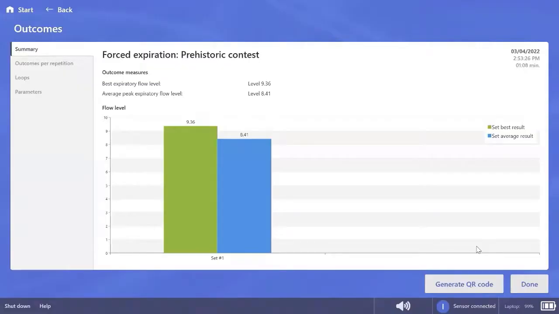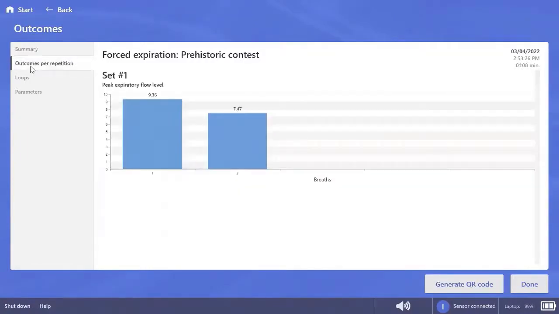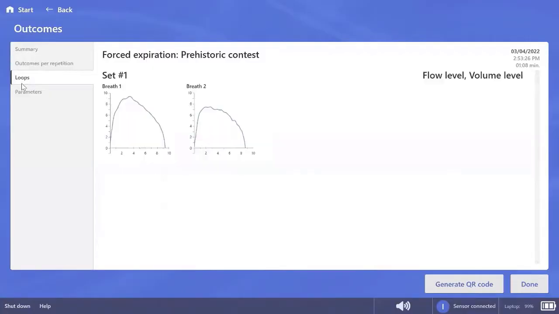Okay, so similarly to our diamond mine, we get the best expiratory flow and average expiratory flow here for the clinician to document and to show to the patient. Also the outcomes per repetition and our loops. So we can see the first couple of breaths had these nice, big, full loops, and that's what we would want our patient to shoot for.